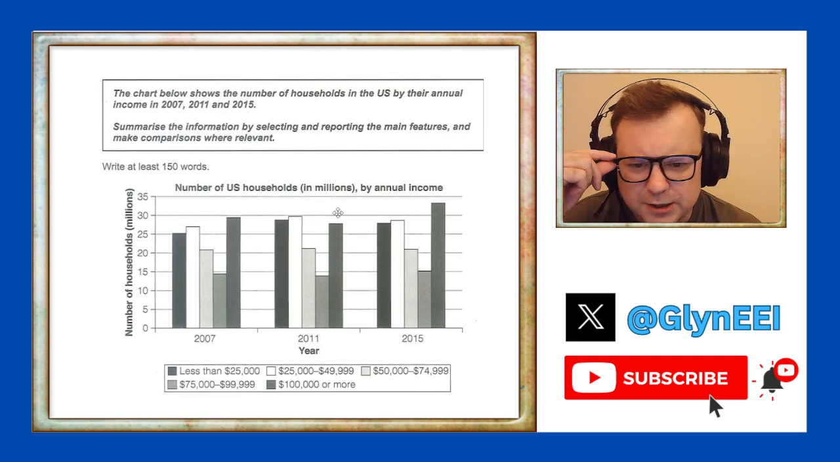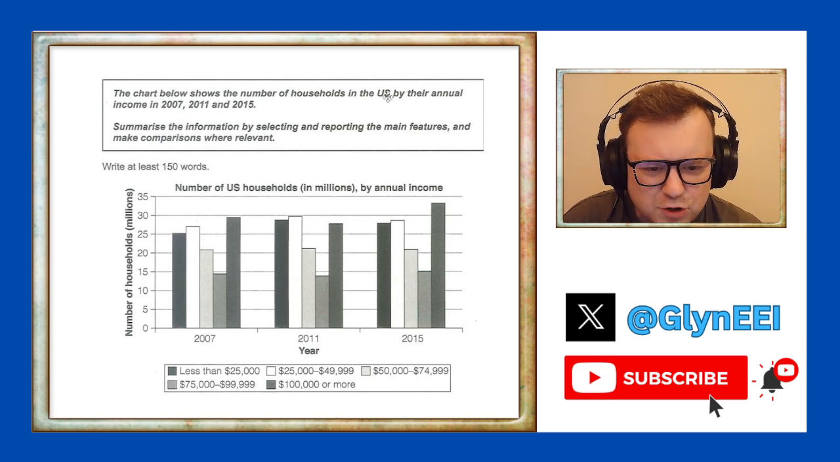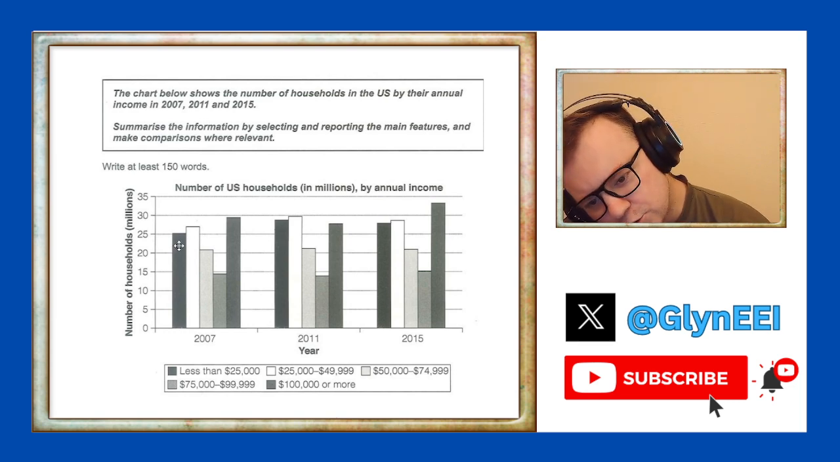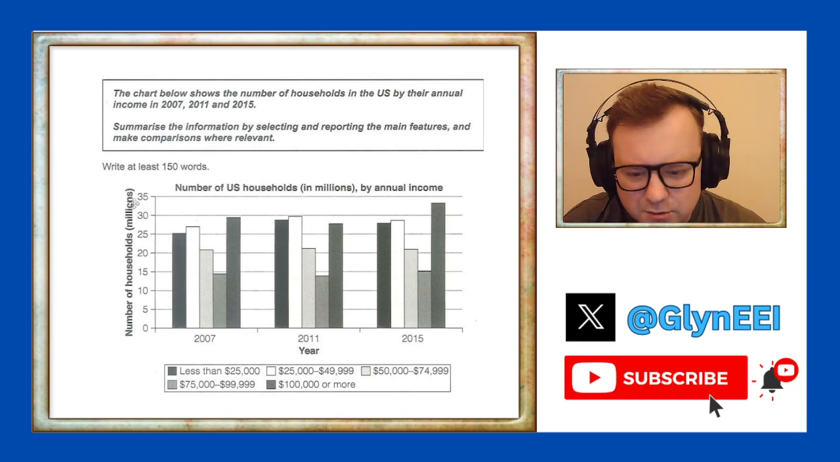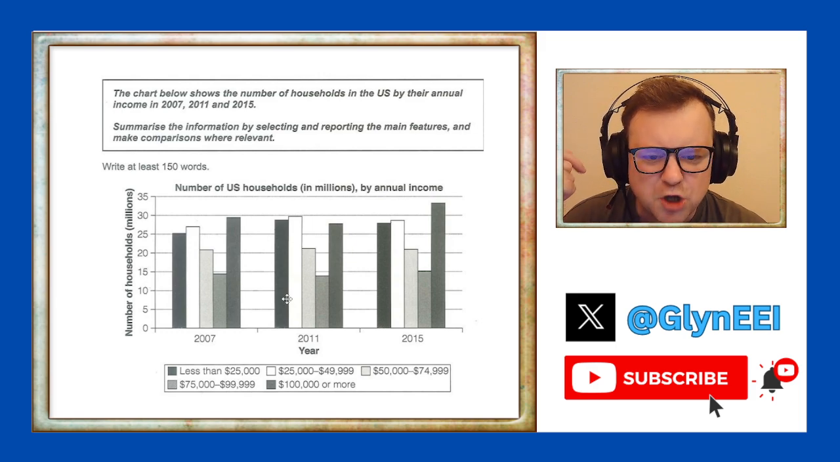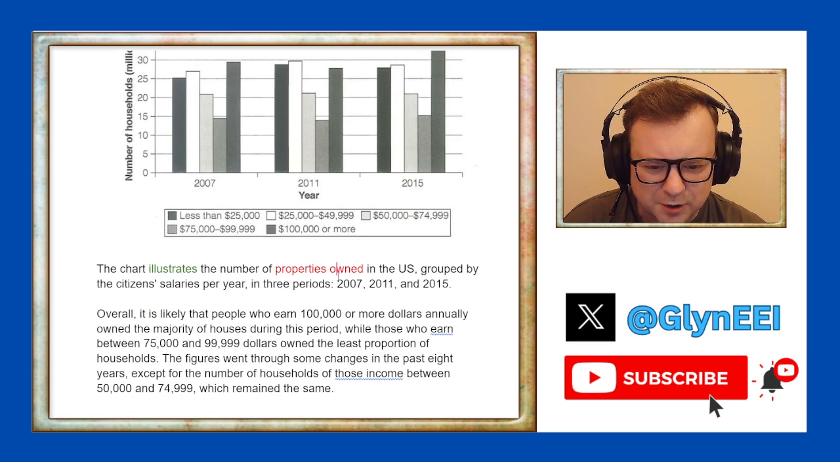Let me just read that question to make sure I'm not misunderstanding. The chart below shows the number of households in the US by their annual income. There's nothing about owning property here. Number of households, yeah, so 10 million households, 15 million households, but it's not about house ownership. You can rent a house and you are still a household. So that's a problem. That's a huge problem.